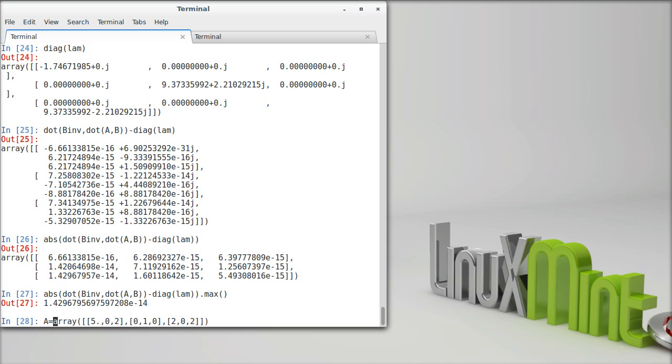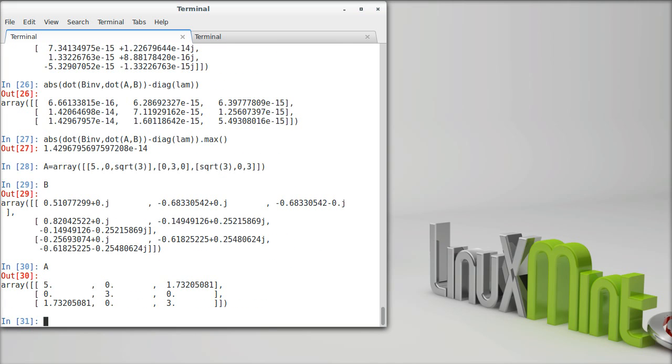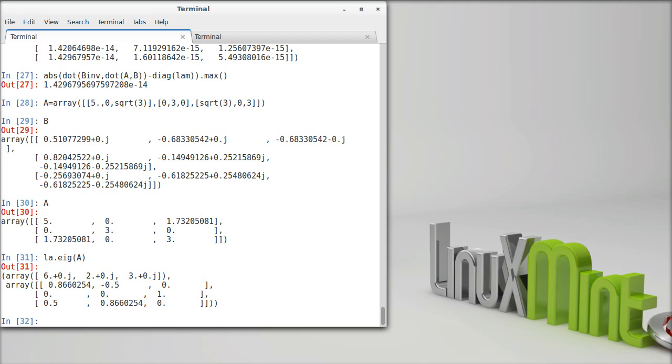Let's look at the matrix that we considered in class. Actually, this isn't the one that we considered in class. Double check this. Yeah, that's right. Okay, so this is the one that we considered in class. There we go. So in class, when we worked through an example, we considered this matrix. Okay. So let's again calculate the eigenvalues and eigenvectors for this matrix. And here we go. We get some answer.